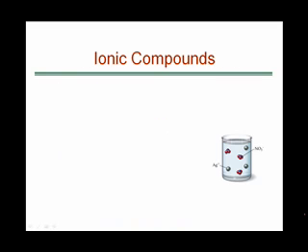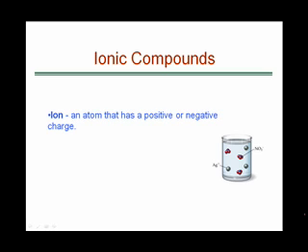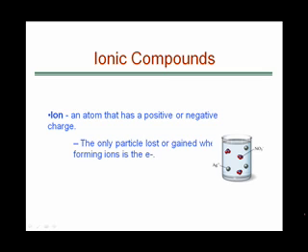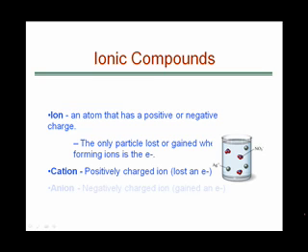So what are ionic compounds? First of all, an ion is an atom that has a positive or negative charge. We know this is due to the fact that it's either gained or lost electrons. And when that happens, you form ions, either positively charged or negatively charged. The positively charged ions are called cations, and anions are the negatively charged ions.